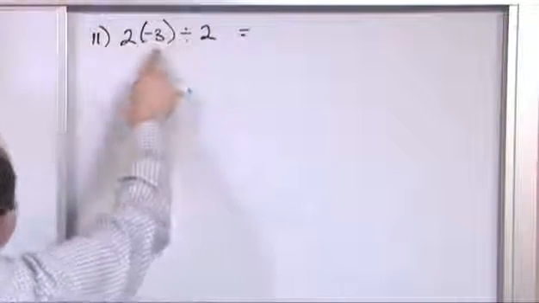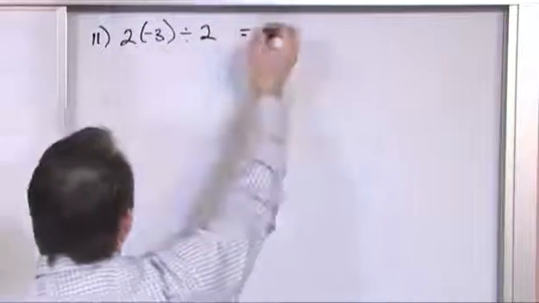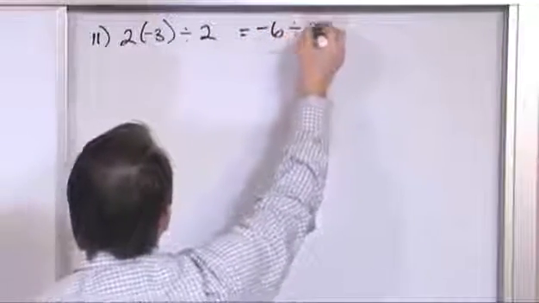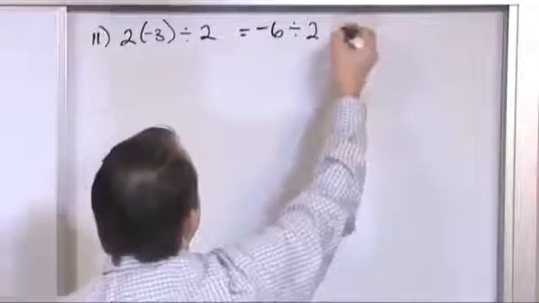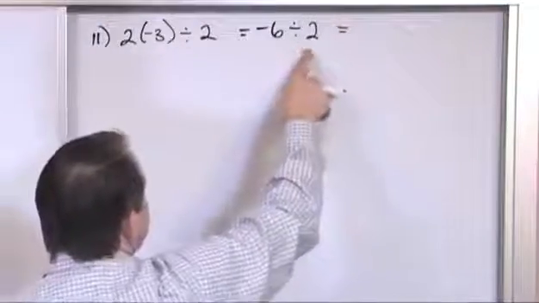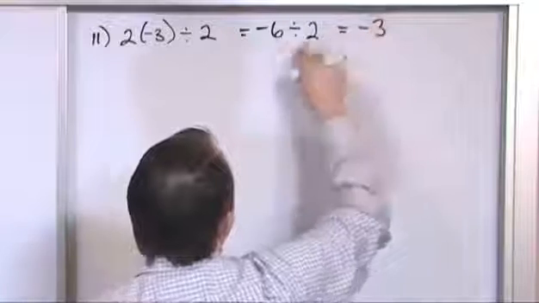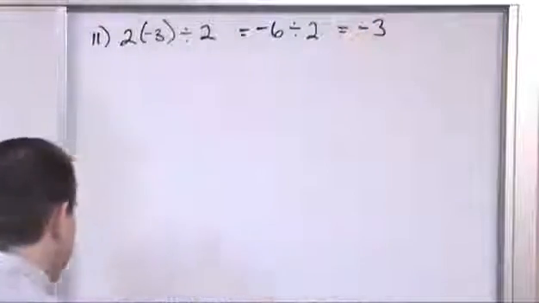So 2 times -3, signs are different, so it's going to be -6. Still have to divide by 2. And then we say -6 divided by 2 is going to be -3, because these signs are different, so you have to have a negative out there.